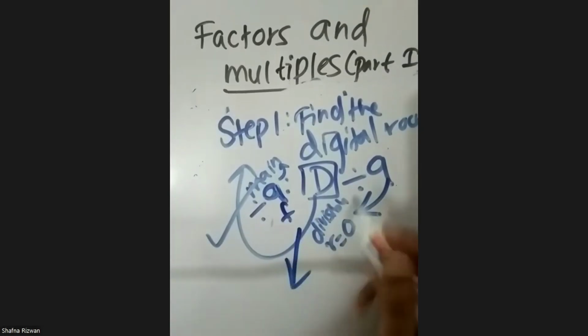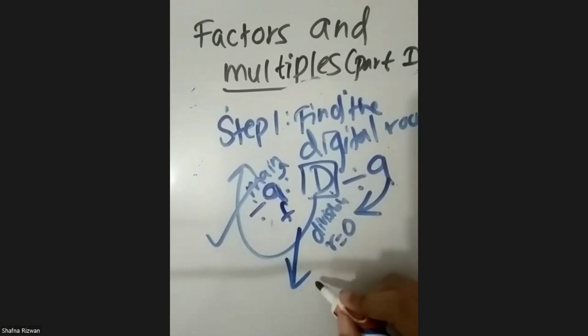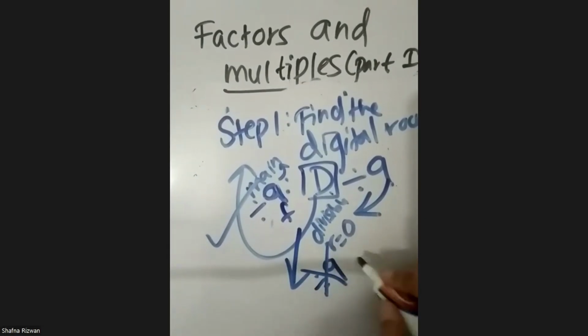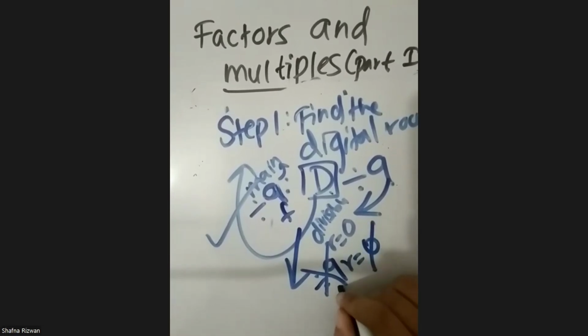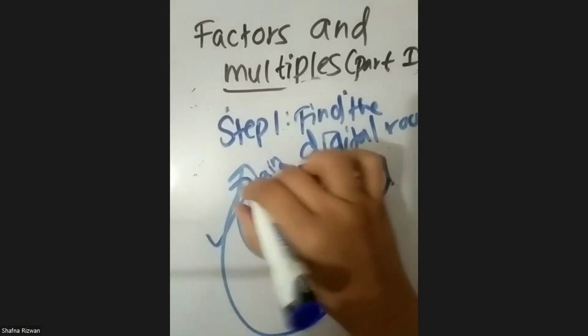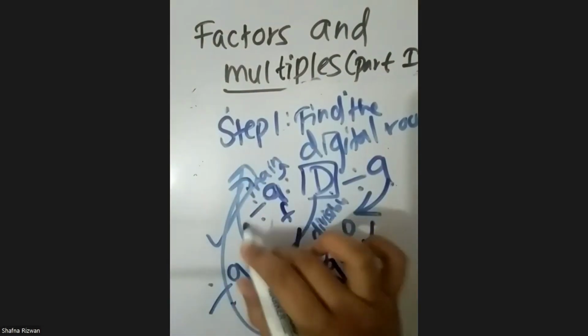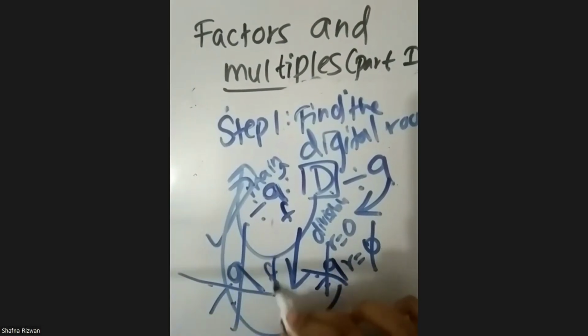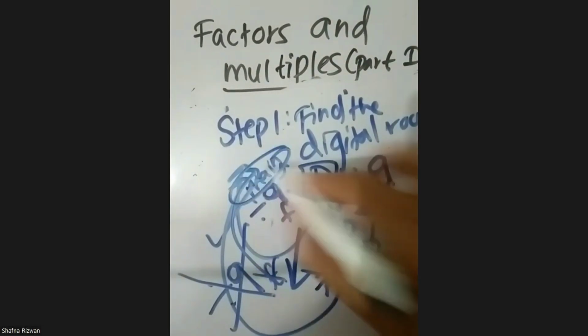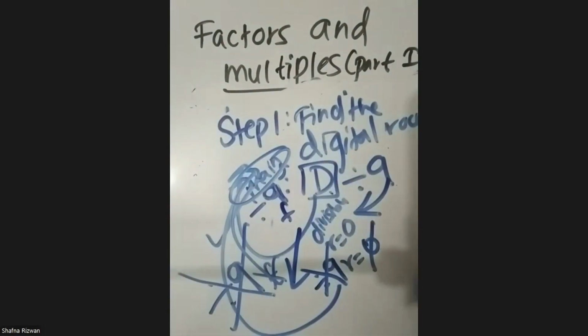But what happens if your digital root is not divisible by 9? If your remainder is also not 0, then it is not divisible by 9. That means automatically your main number will not become divisible by 9, so 9 will not become a factor of your main number also. Did you understand? Do you all understand?